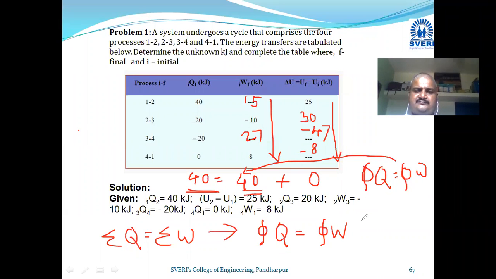Where summation of delta U for a cycle is always equal to 0. So you can on your own create such kinds of problems, and you can solve them using this process. This is a very simple kind of process.